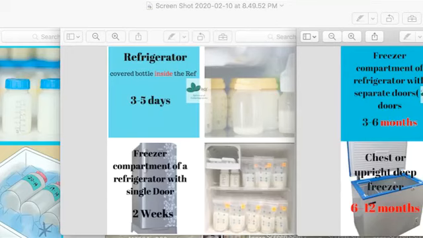Okay, so we'll go next to the freezer compartment of a refrigerator with a single door. Dito maraming umiiyak, maraming nagtataka, maraming nagtatanong. And I know a lot of you would be frowning about this, but this is the guide that would make the most out of the breast milk. So if you're putting your freshly pumped breast milk inside a freezer compartment of a single door, it's only good for 2 weeks. Yes, 2 weeks lang siya.